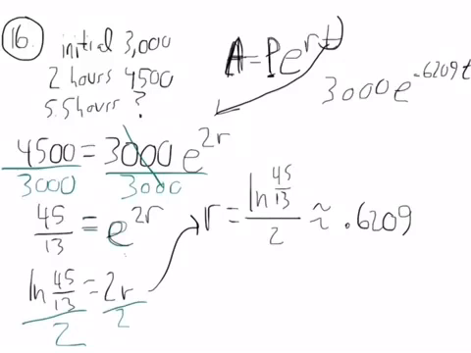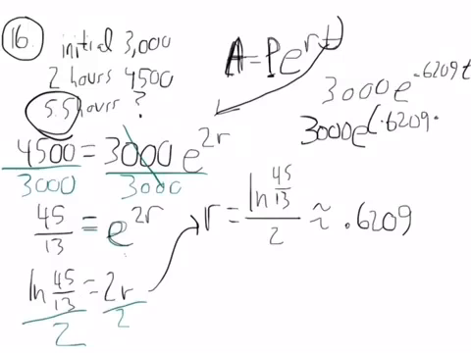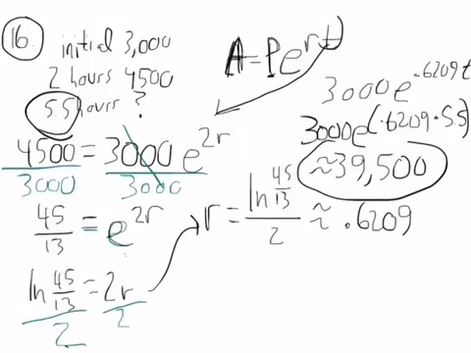So now if I just want to know it after 5.5 hours, I can just plug that in for my time. So 3,000 e to the growth rate times 5.5. And in my calculator, I rounded a lot. I'm not sure how far off I am, so I'm going to be pretty conservative. I'm just going to round to the hundredths place. So I would say about 39,500. About. So after 5.5 hours, my population should be around there.